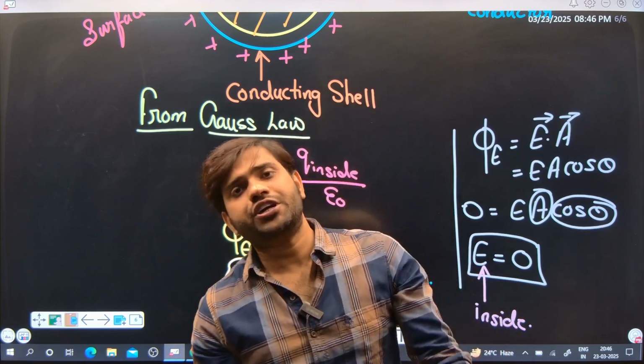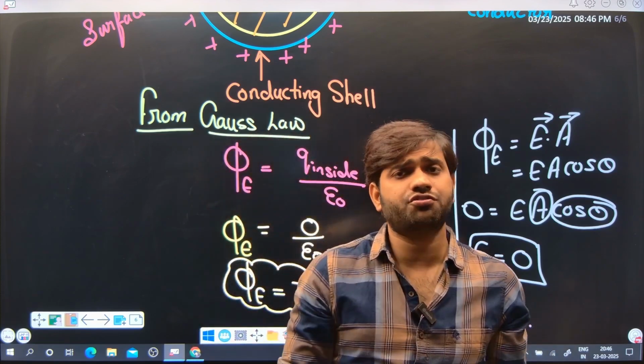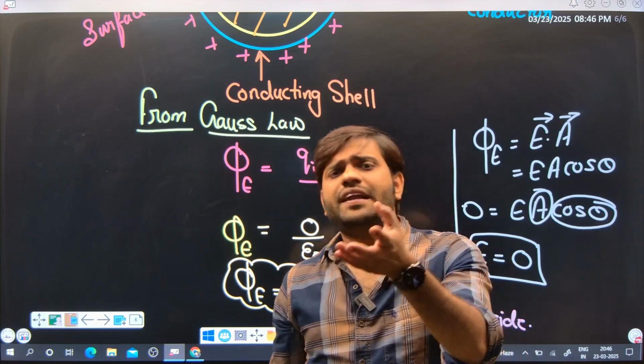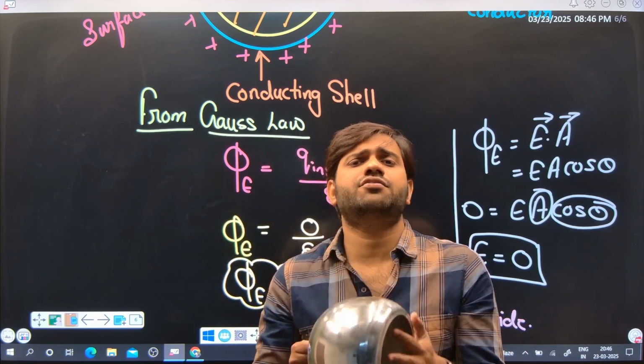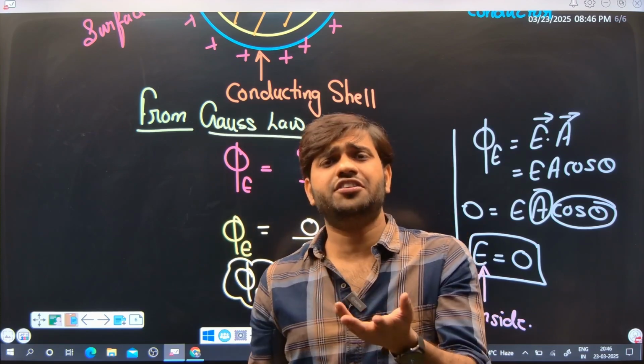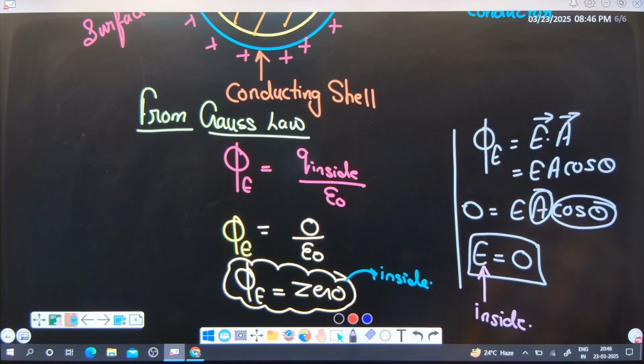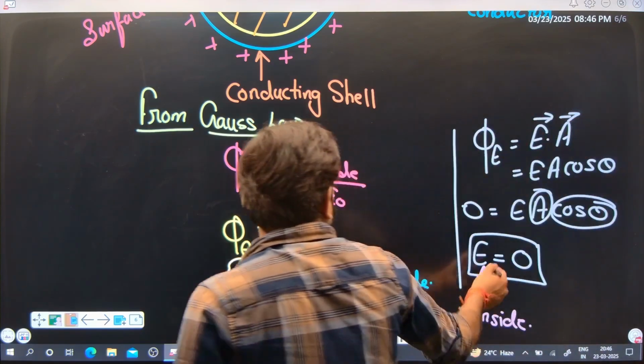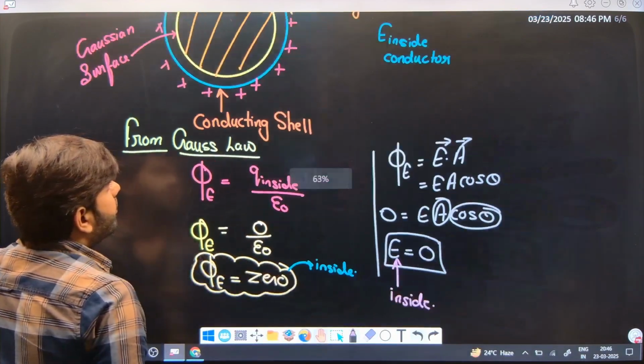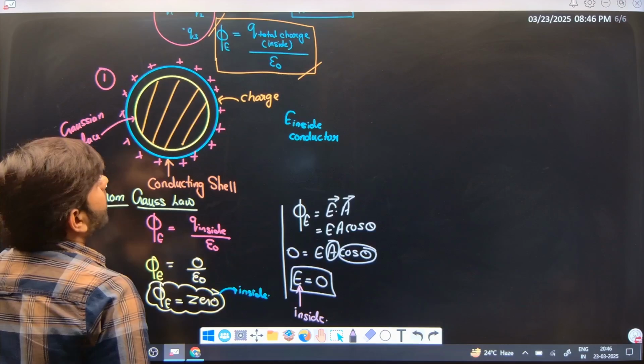I can demonstrate it easily if you are present inside the classroom, or I will explain in another video why it is 0. Sorry, I have already explained why it is 0. I will demonstrate that it is 0. So come to the main point. Electric field inside is 0. What about outside?